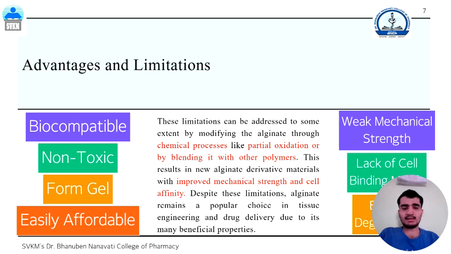Coming to the advantages and limitations of alginate: alginates are biocompatible, non-toxic, form gels, and are easily affordable, which make these the advantages. Limitations of alginate are their weak mechanical strength, lack of cell binding motif, and erratic degradation. The limitations can be addressed by modifying the alginate through chemical processes like partial oxidation or by blending it with other polymers. This results in new alginate derivative materials with improved mechanical strength and cell affinity. Despite the limitations, alginate remains a popular choice in tissue engineering and drug delivery due to its many beneficial properties.